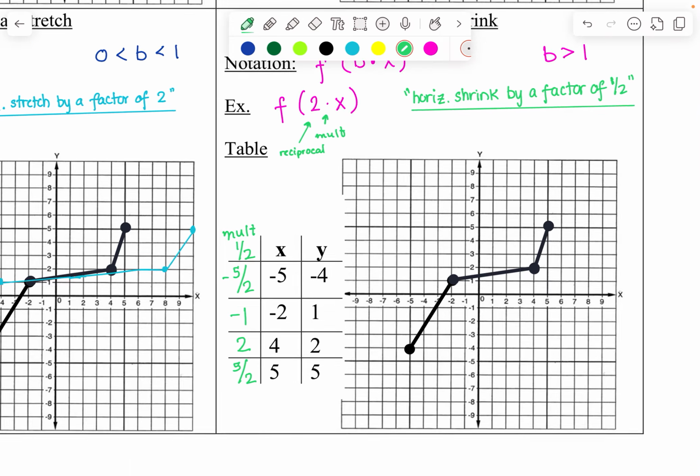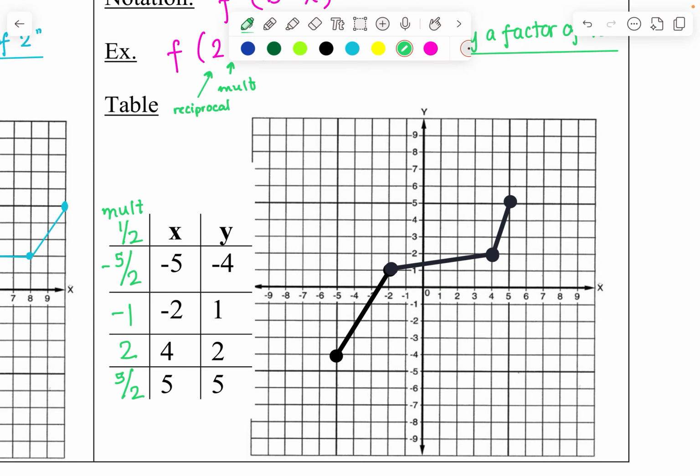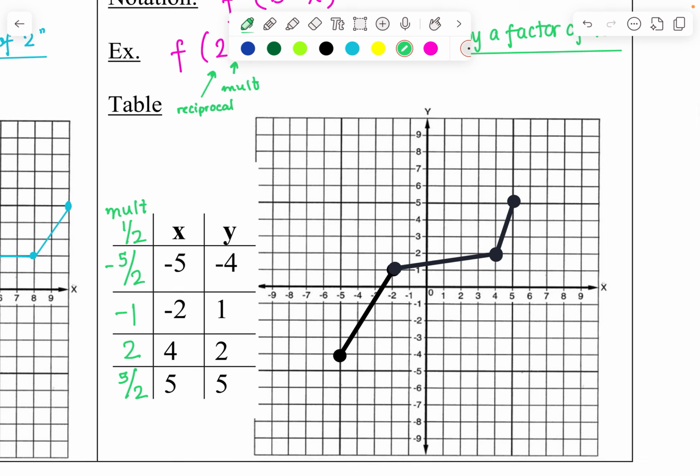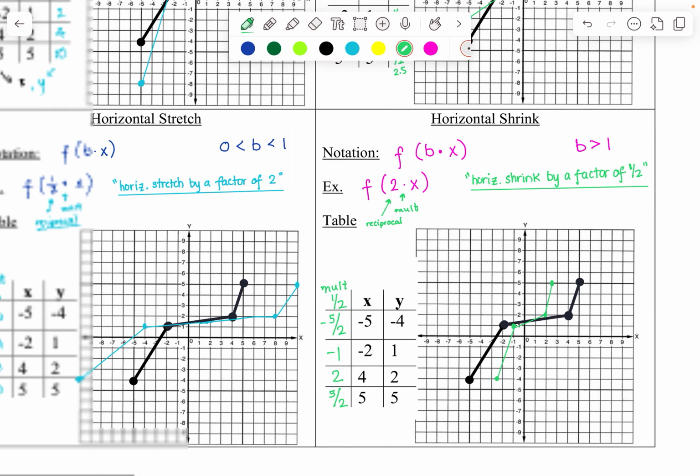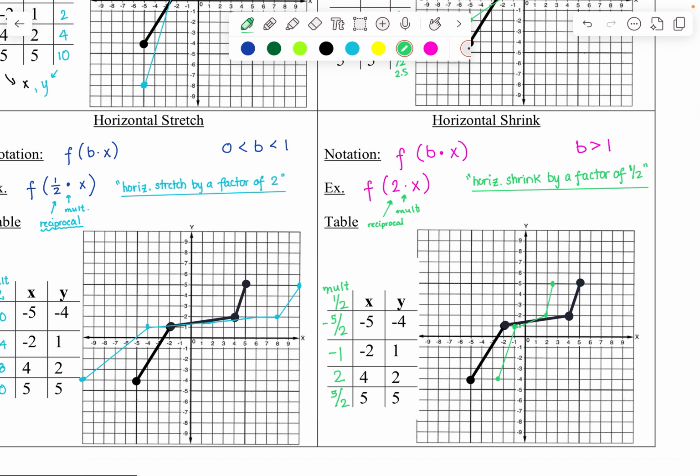All right, let's go ahead and plot these points. We have negative 2.5 comma negative 4, which is right about here. Negative 1 comma 1, right about there. 2 comma 2. And 2.5 comma 5. So once again, use a straight edge, draw your lines. And notice how you have a horizontal shrink. It's squished in together. It's pinched in from the sides.